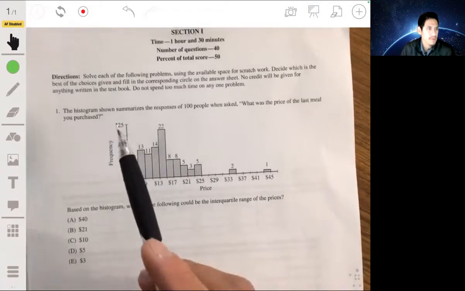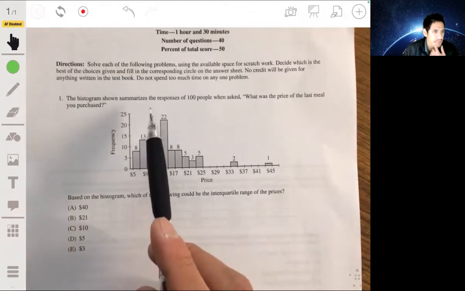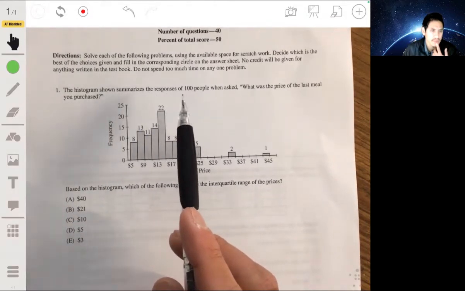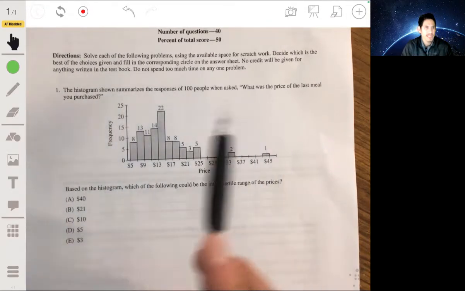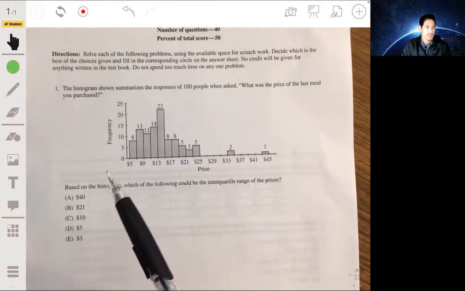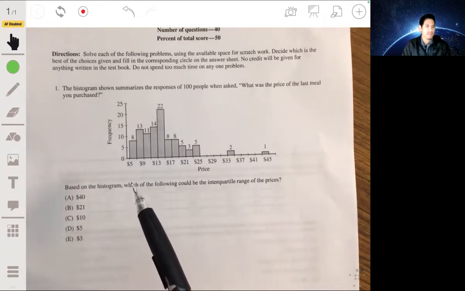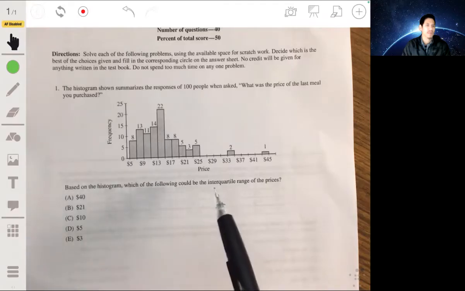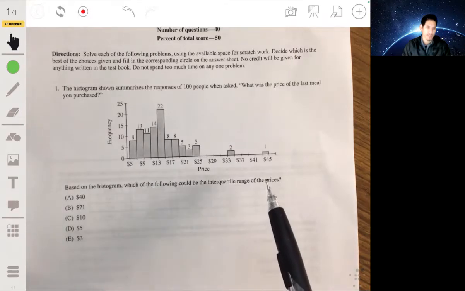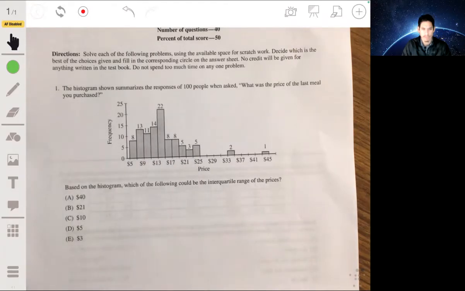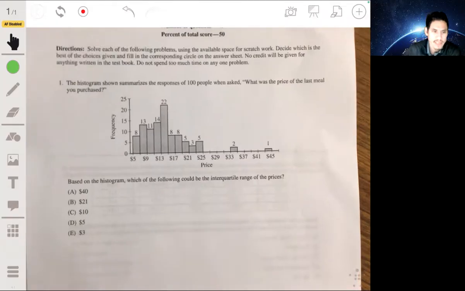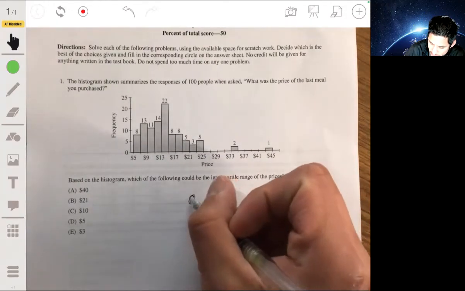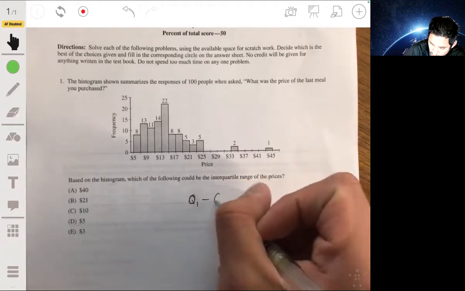All right, so problem one, we got this histogram that shows the response of 100 people that are asked, what was the price of the last meal you purchased? And so we have to figure out what could be the interquartile range of the prices based on this histogram. All right, so let's remember the interquartile range is from Q1 to Q3.